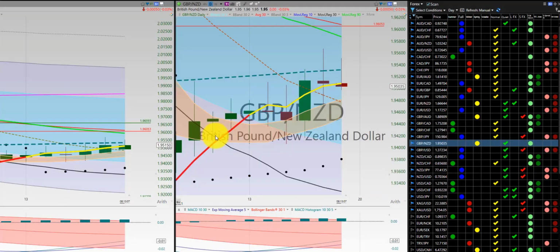British pound, New Zealand dollar, that was from the previous week. We had 2 trades here, then it came and stopped us out here on this trade, and then initial trade here out at the 200.